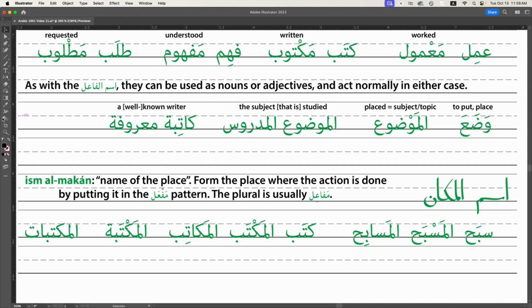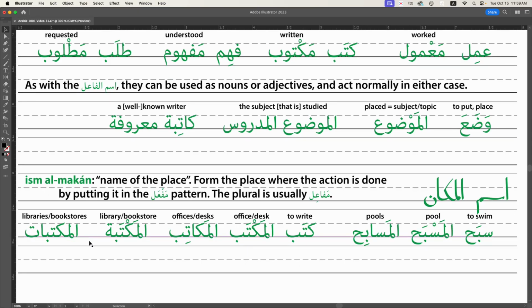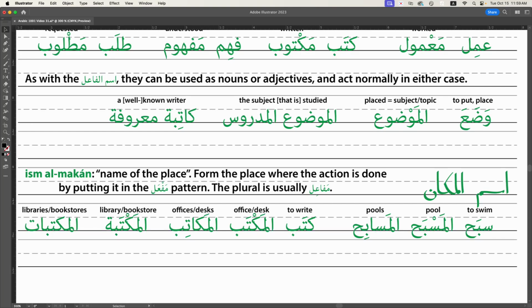We know that kataba is to write, so a maktab is a writing place, and therefore either an office or a desk, depending on the context. Without the context, you don't know. Al-makatib, offices or desks. Sometimes we take the ism al-makan and we add ta marbuta to it to give a different spin on that particular word. So a maktaba is a different sort of writing place, a place where you find writings, a library or a bookstore, and then it's plural because it ends in ta marbuta. It takes alif ta as its plural, libraries or bookstores. So these are really easy to form and really useful.